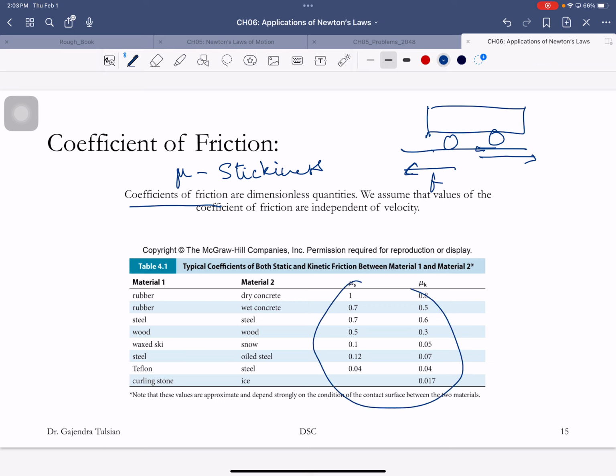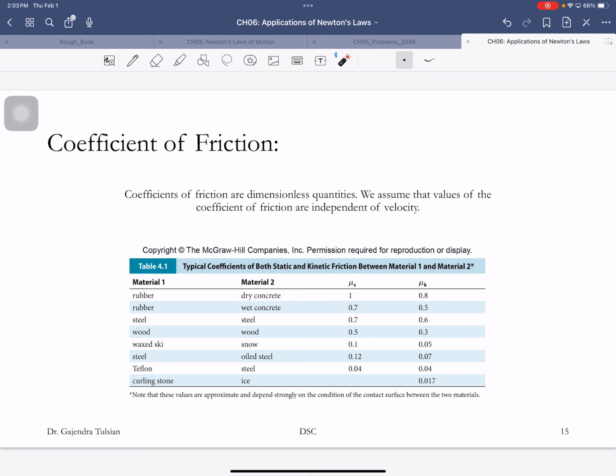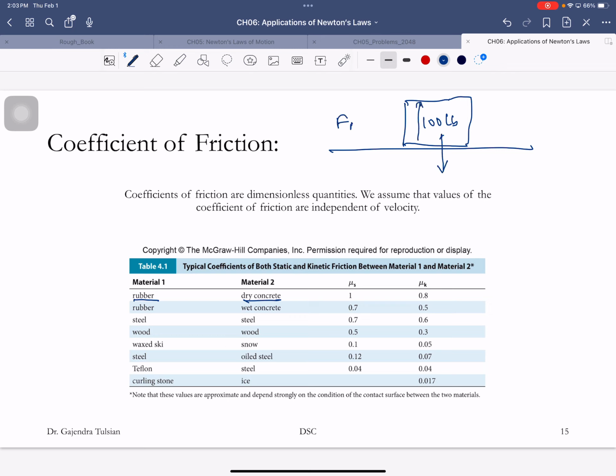These are important numbers, and they give you these numbers. Let me give you a meaning for this number, and then you'll figure out what all these numbers mean. We're going to try to understand this number, 0.8. We are going to put a 100-pound rubber block on dry concrete. That's the weight, so the normal force is 100 pounds.